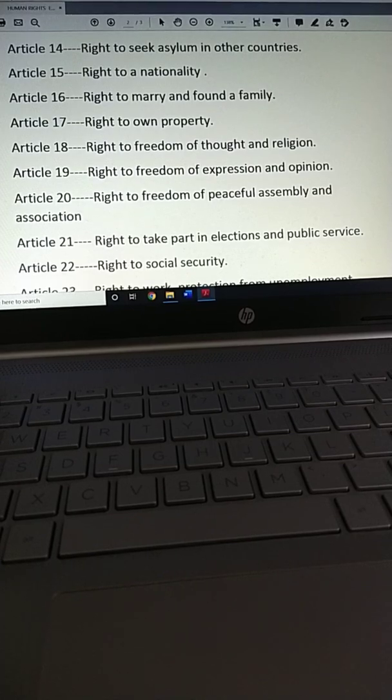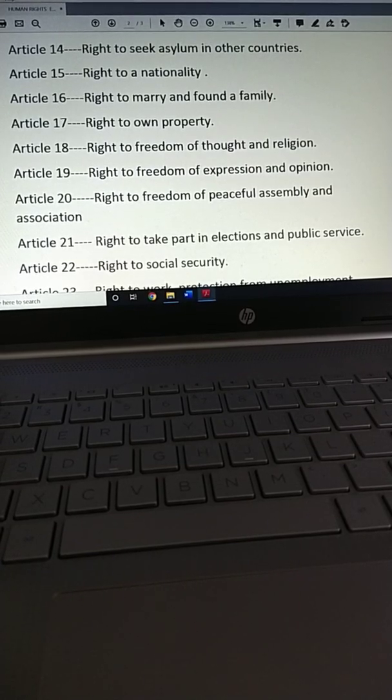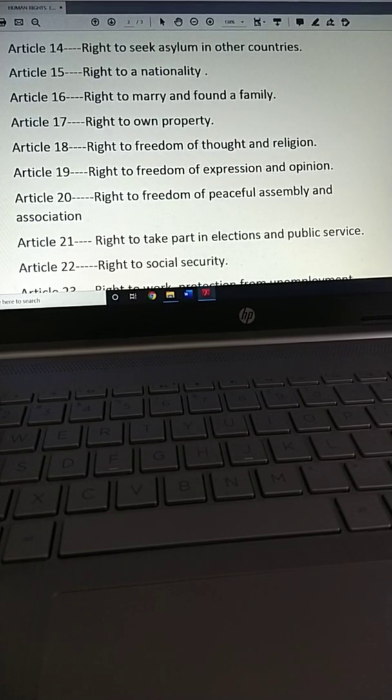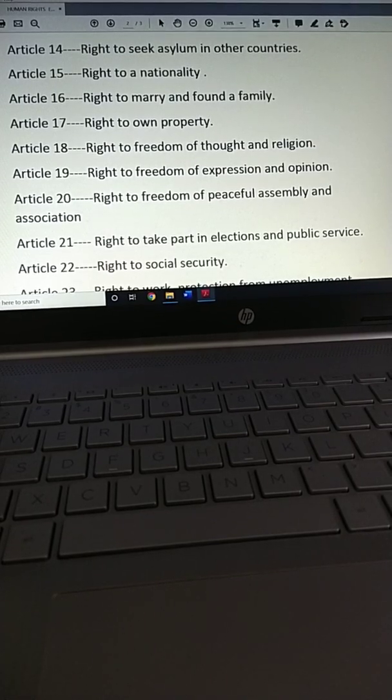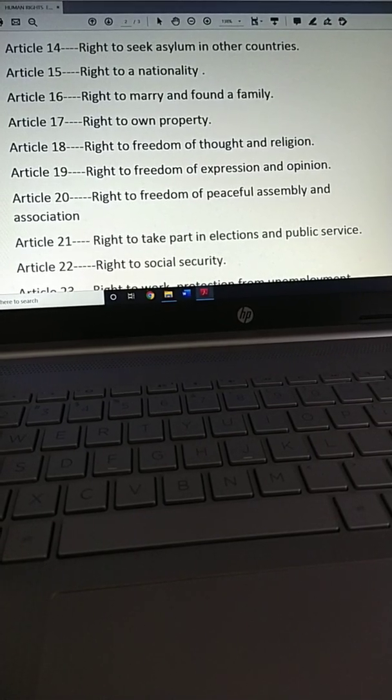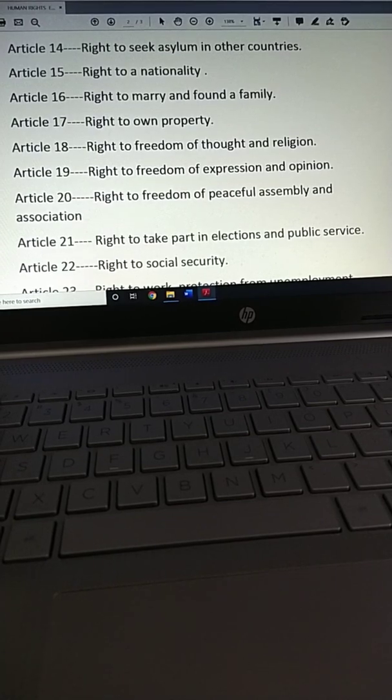To strengthen ourselves, we feel like getting together in form of any association, whether a trade association or a social association. This UDHR allows us to do that.